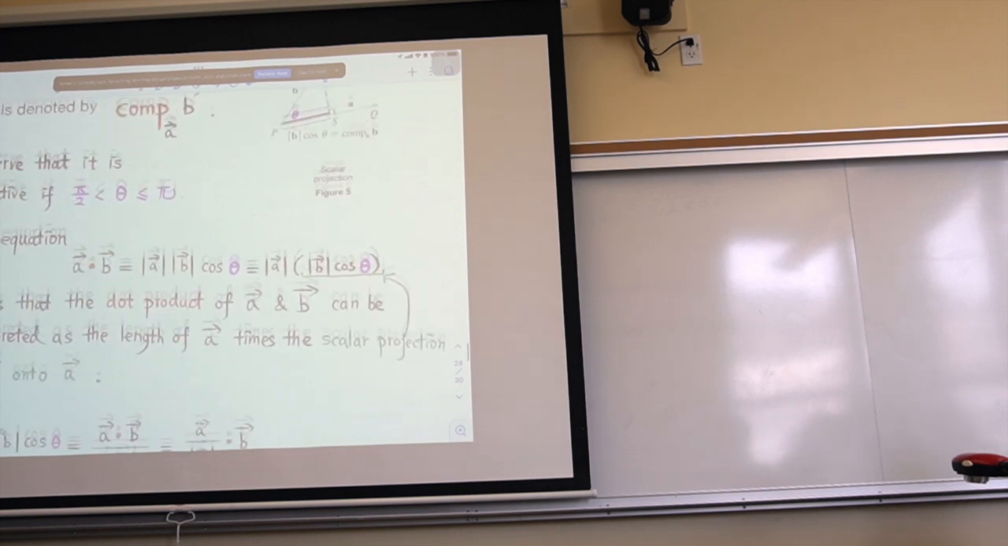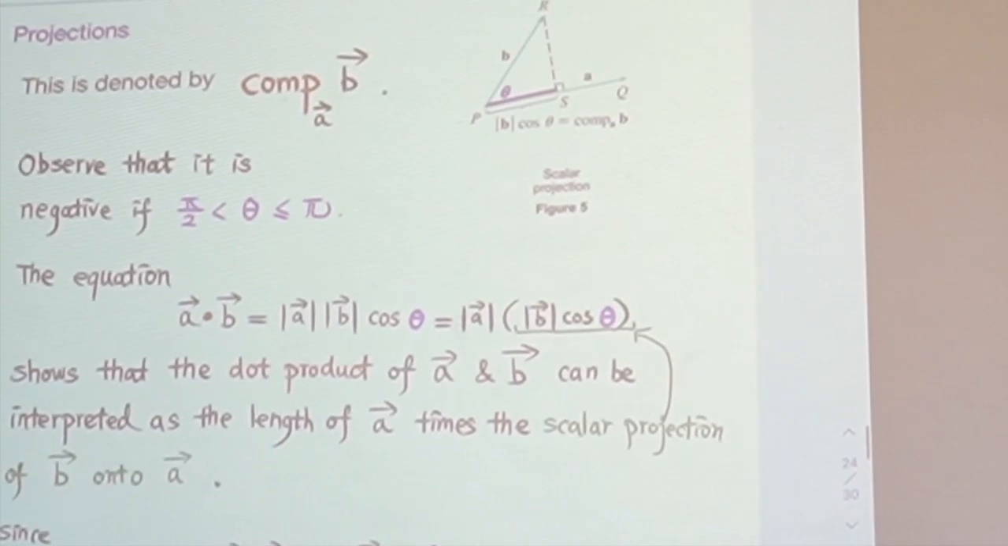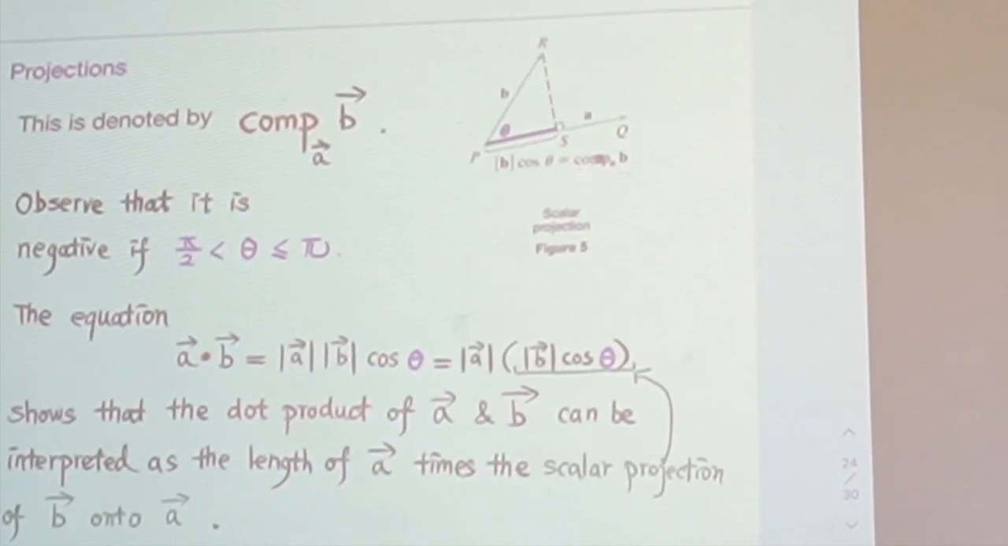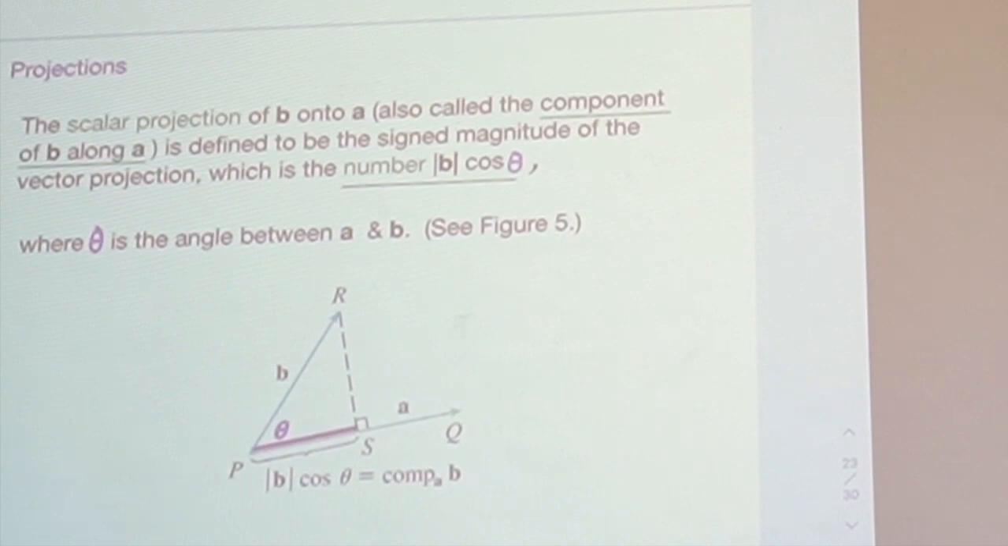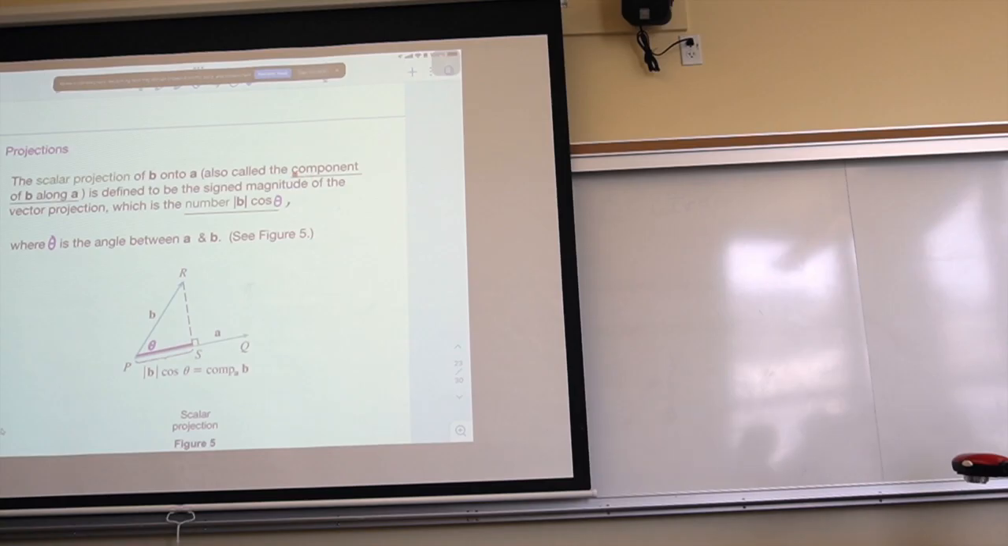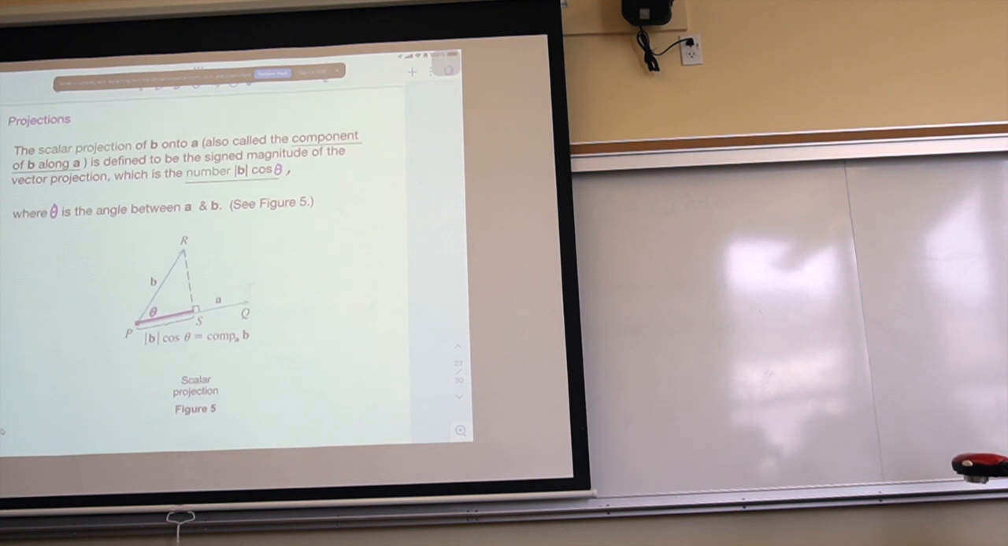Question about this too? So the scalar projection, remember, is a scalar, and think about that as the length of the shadow. How long is this shadow? We denote it this way: comp of B onto A. How did the comp here come about? The comp comes from the component of B along A. So what is the component of this B along this A?